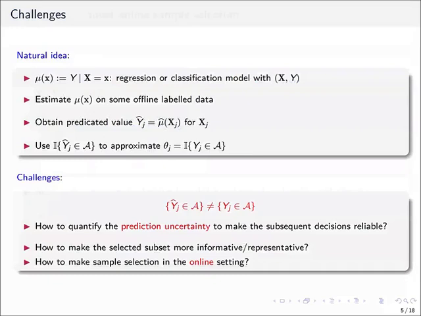A natural idea is to use the labeled history data to estimate mu hat and obtain the predicted value. Use the predicted value to approximate the true value. However, there are several questions. First, how should we quantify the prediction uncertainty to make the decisions reliable? And second, how to make the selected subset more representative? And finally, how to make selections in the online setting.